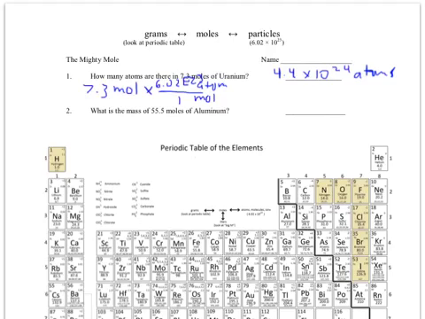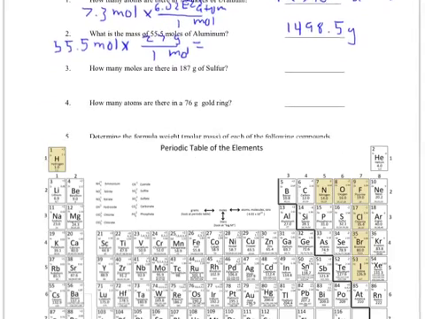Alright, what is the mass of 55.5 moles of aluminum? So I start off with 55.5 moles. And I don't want moles, so I put moles in the basement. I want grams, so I put grams up above. Now, 1 mole of aluminum is how many grams? I look at my periodic table and I see it's 27 grams. So I'm going to put 27 up above. And I'm going to say equals. And what I'm going to do is multiply 55.5 times 27 divided by 1. And when I do that, I'll get 1,498.5 grams. Let's keep going. I don't know about you, but I love moles.